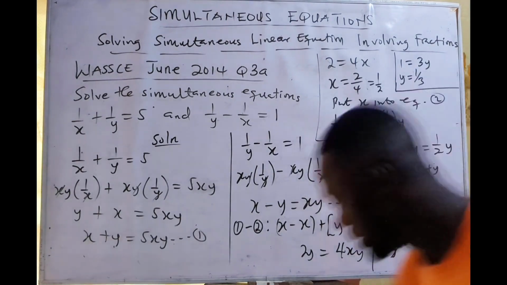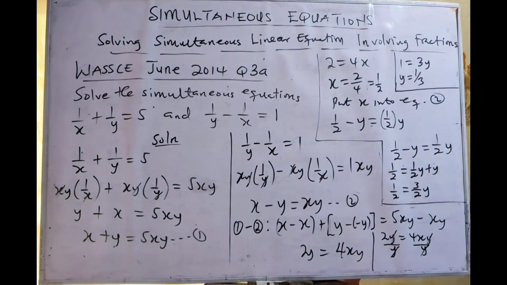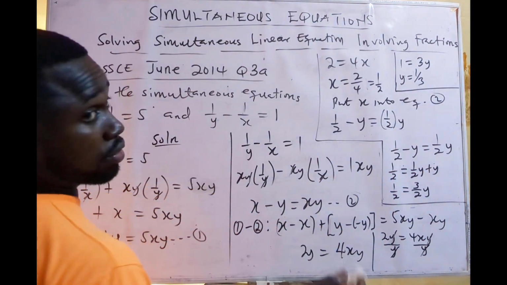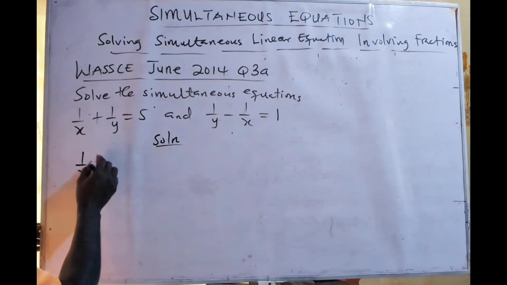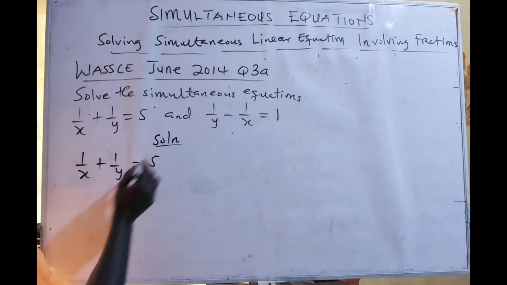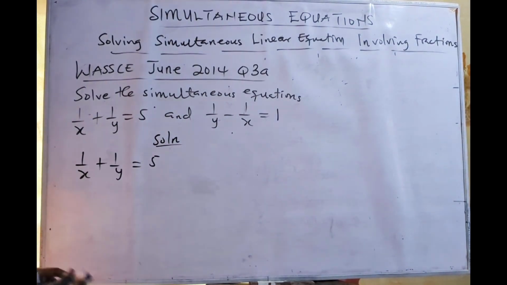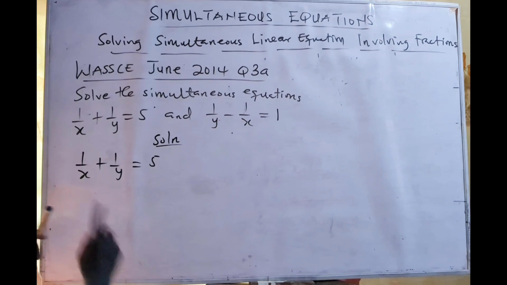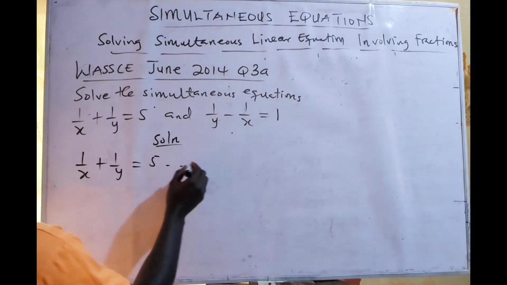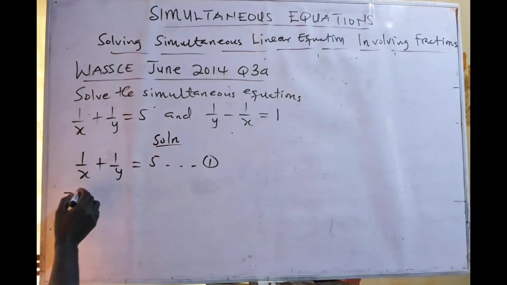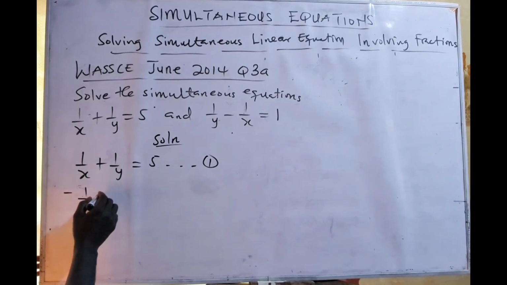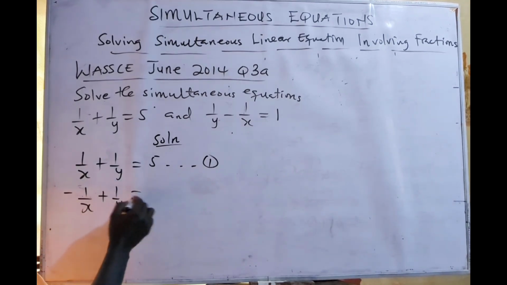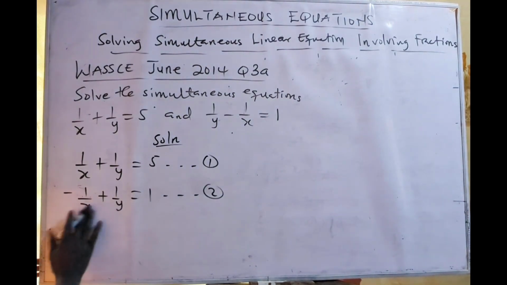I want us to look at another way of elimination that we can also use to solve this particular question. Okay, so we have 1 over x plus 1 over y equal to 5. Here we are not going to get rid of the denominator. So my equation 1, and then my equation 2: let me bring the x first, so that it will be negative 1 over x plus 1 over y equal to 1. Let me call this my equation 2.